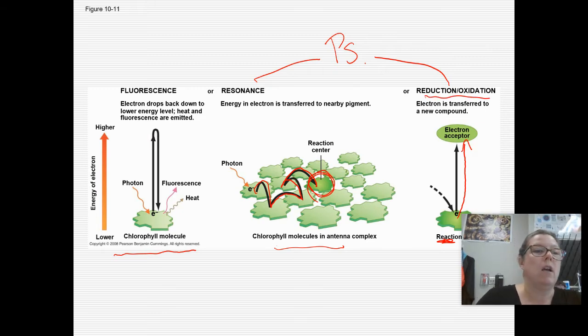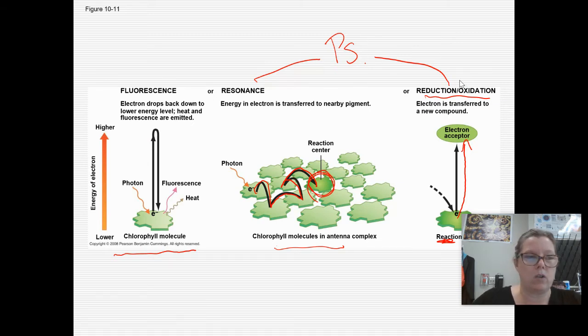Now, like I said, fluorescence happens all the time, where some of the electrons start to get excited, but then they just kind of drop back down. And when they do, they give off fluorescence. It's kind of a form of light, I guess, but that can happen. It's a little bit inefficient, but it is what it is.